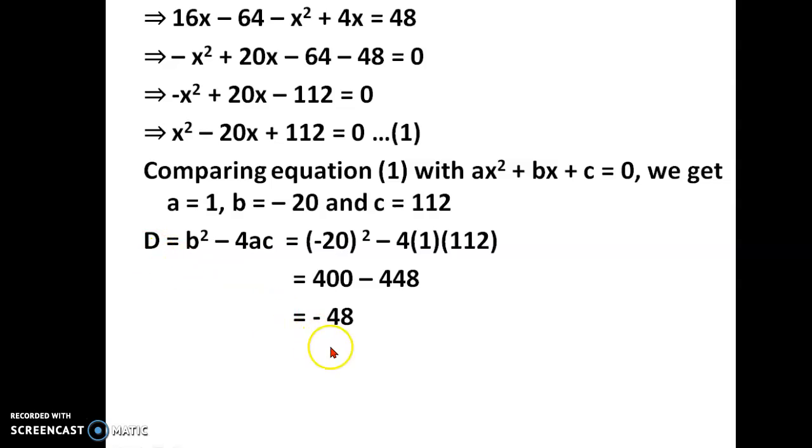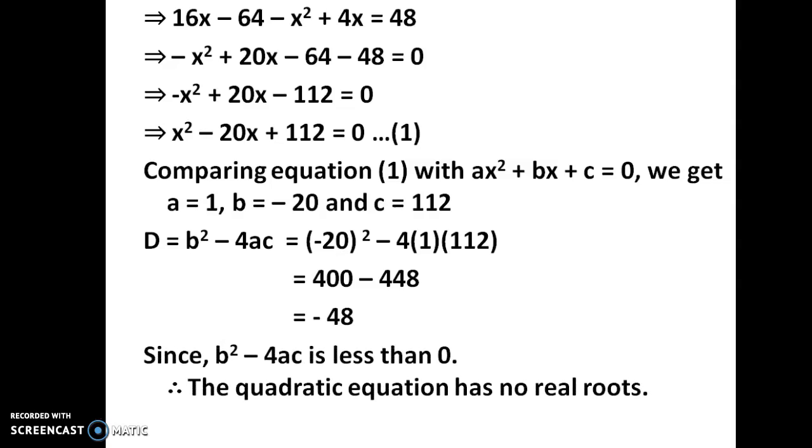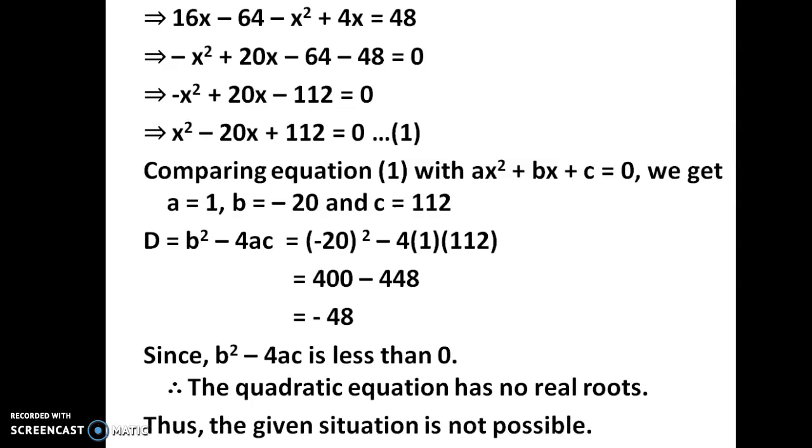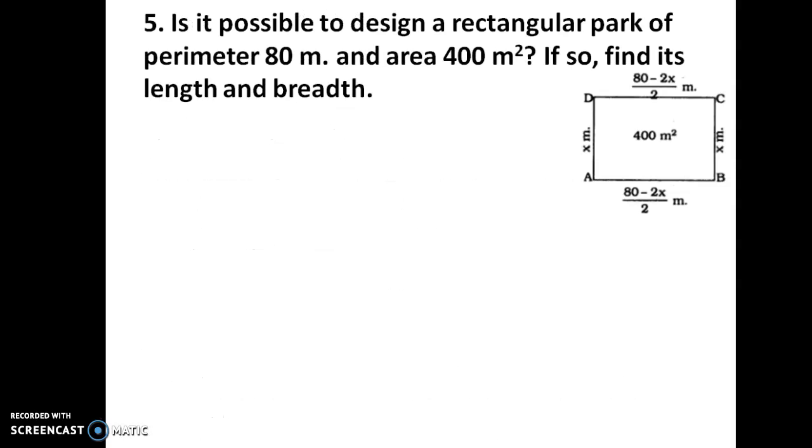So when D value is negative, it is less than 0. What does it mean? It means that the equation doesn't have a real root. They have imaginary numbers. They don't have real roots. So it's not possible to find out the age of the friends. Okay. So this situation is not possible.